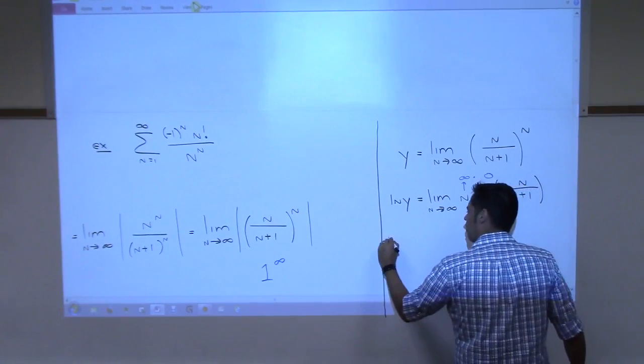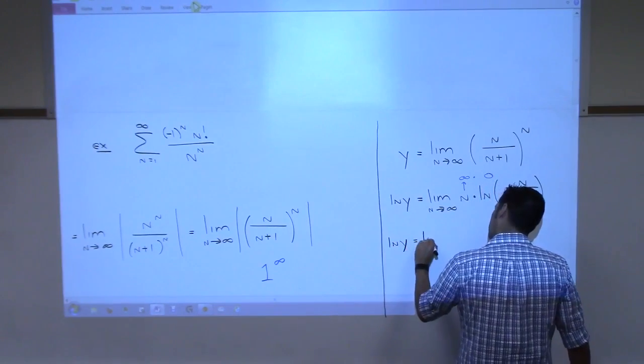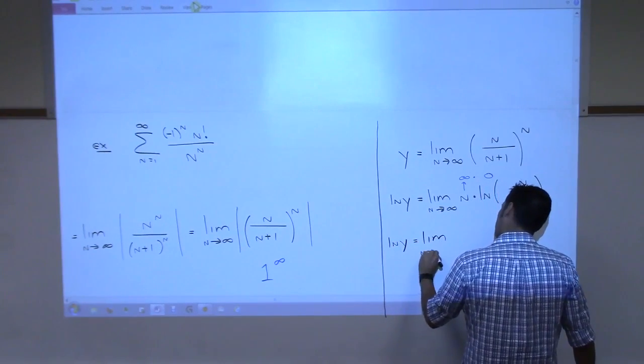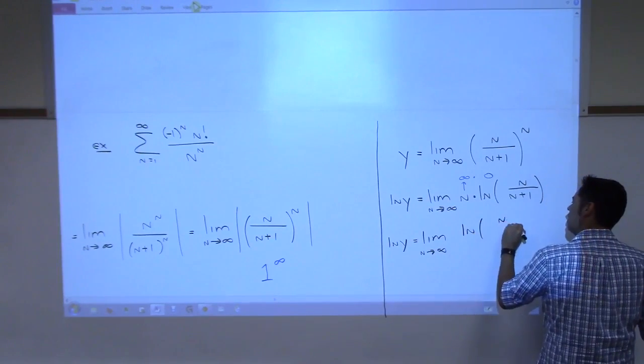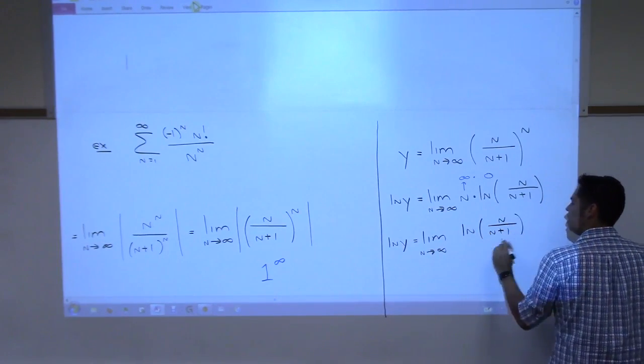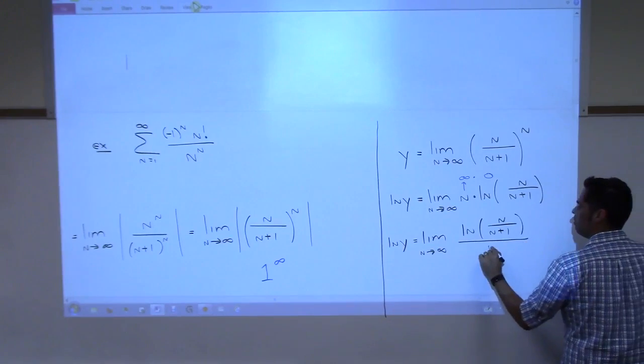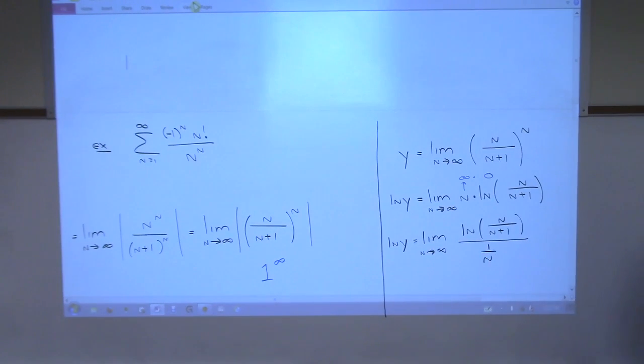So I'm going to go natural log y equals limit as n goes to infinity. This is getting kind of ugly. Natural log of n over n plus 1, over 1 over n. Yeah?